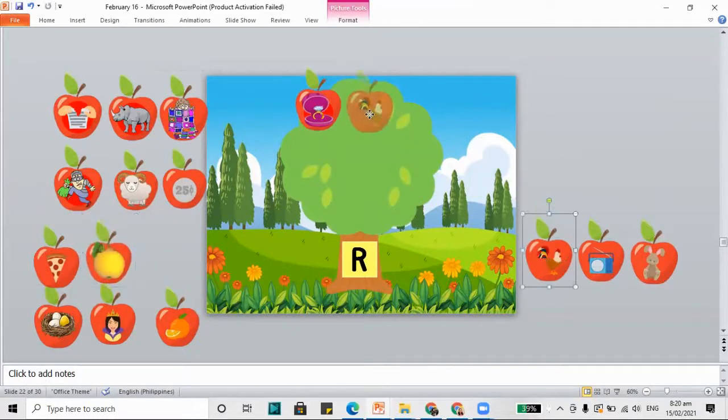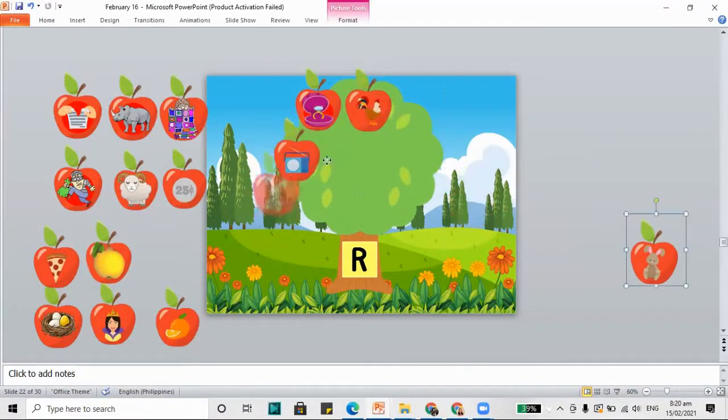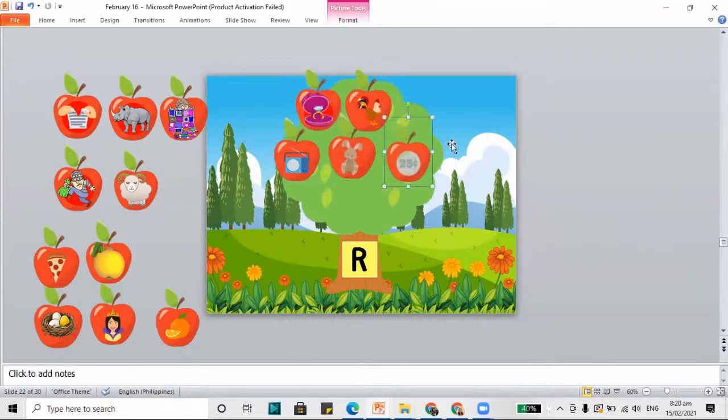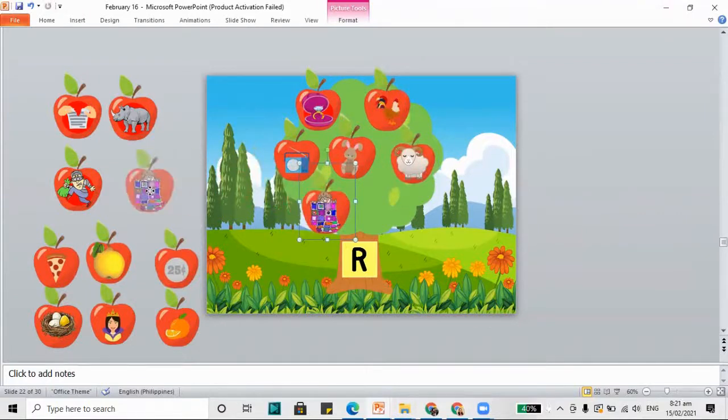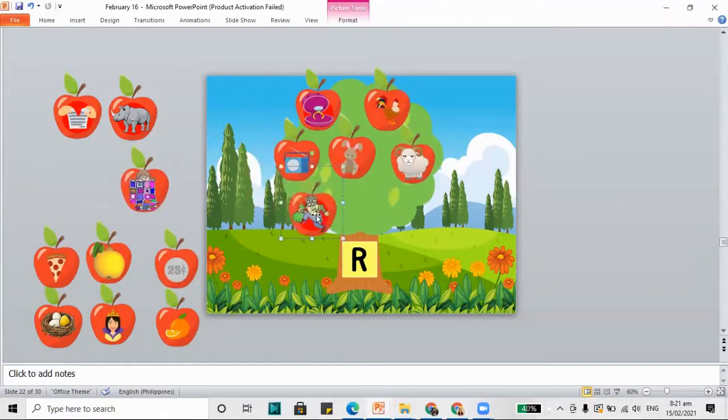How about the rooster? Do we put rooster? Yes. How about radio? Yes. How about rabbit? Yes. How about quarter? Quarter? No. How about the ram? Ram? Yes. How about quilt? I think quilt goes in R. No, it doesn't go in R. How about Rob? Rob goes in R. Yes, Rob goes in R.